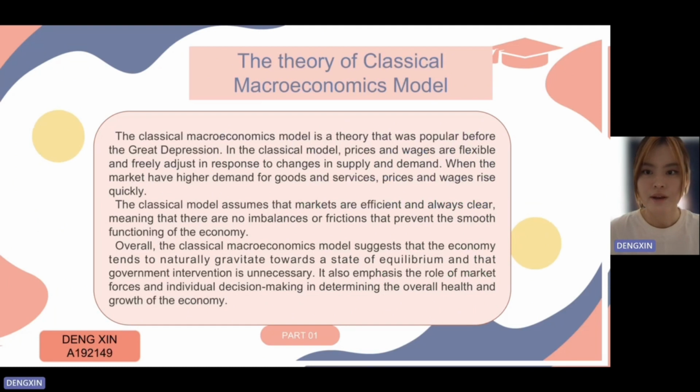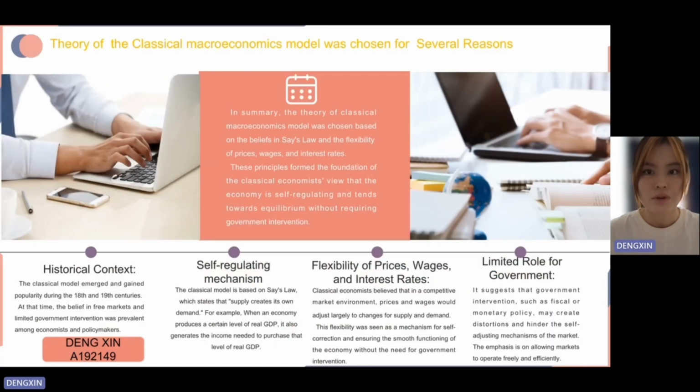In this model, prices and wages are flexible and freely adjusted in response to changes in supply and demand, and it suggests that the economy tends to naturally gravitate towards equilibrium. The theory was chosen for several reasons, including historical context, the self-regulating mechanism, flexibility of prices, wages, and interest rates. The last one is the limited role for government.